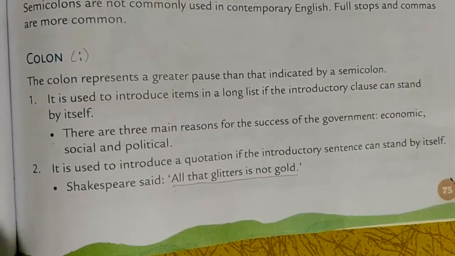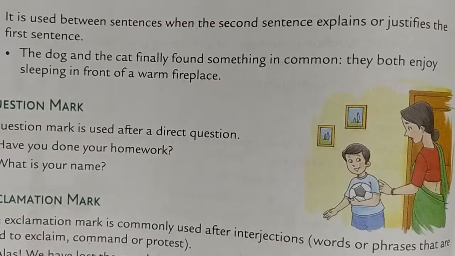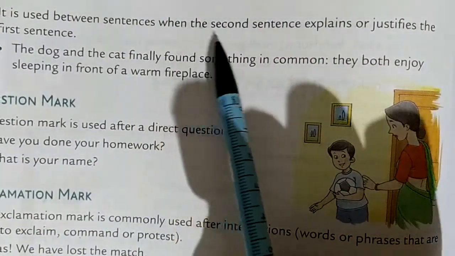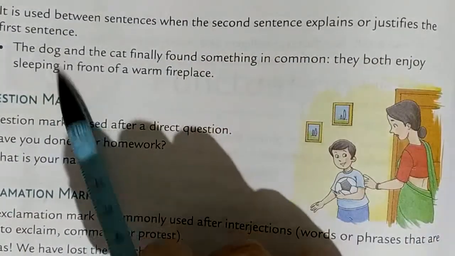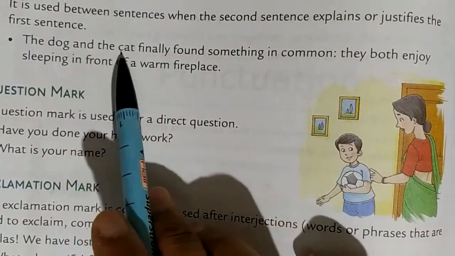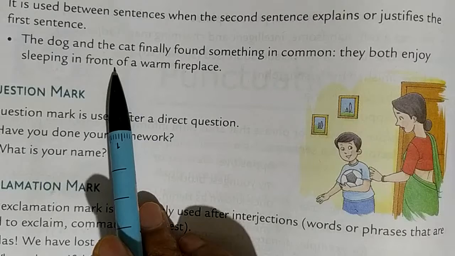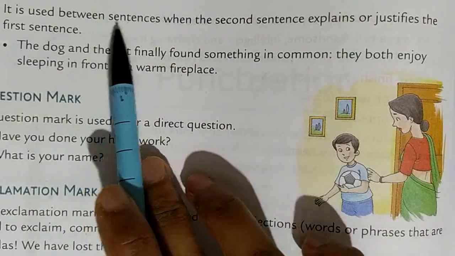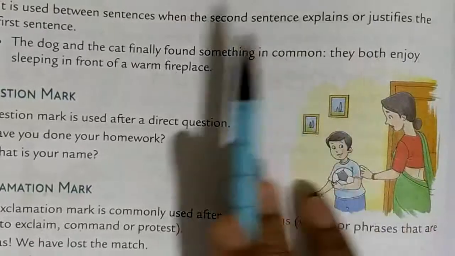Okay, now we will see where else colon is used. See, now in the third point, it is used between sentences when the second sentence explains or justifies the first sentence. Okay, I will read the example, then you'll understand it better. The dog and the cat finally found something in common: they both enjoyed sleeping in front of a warm place. See, here there are 2 sentences. It is used between sentences when the second sentence explains or justifies the first sentence.